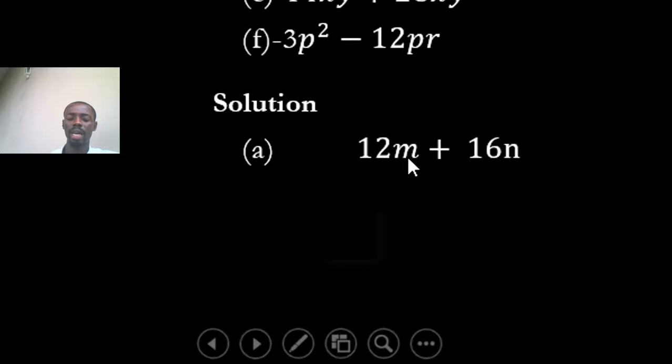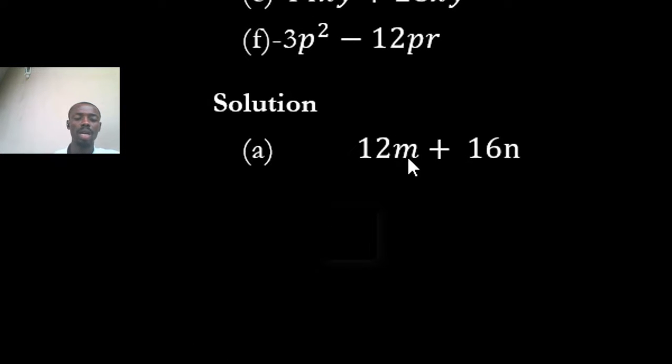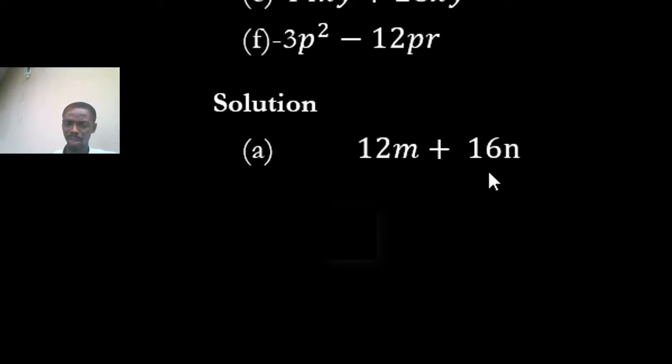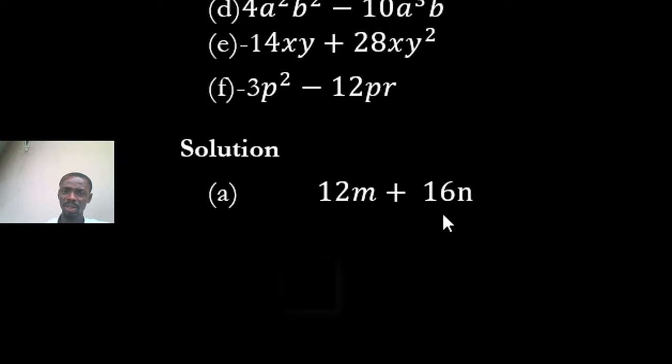12m plus 16n. So you just need to ask yourself, what is common between 12m and 16n? The meaning is, what is the highest common factor of 12 and 16? You start like that, and I've taught you the highest common factors of numbers. So what do you think it is? 2 is a factor, but is it the highest? No, it's not. 4 is a factor, but is it the highest? Maybe. So 4 is just the highest common factor of 12 and 16.